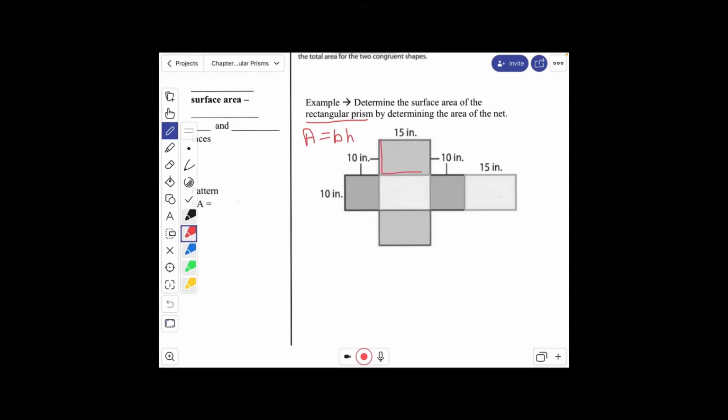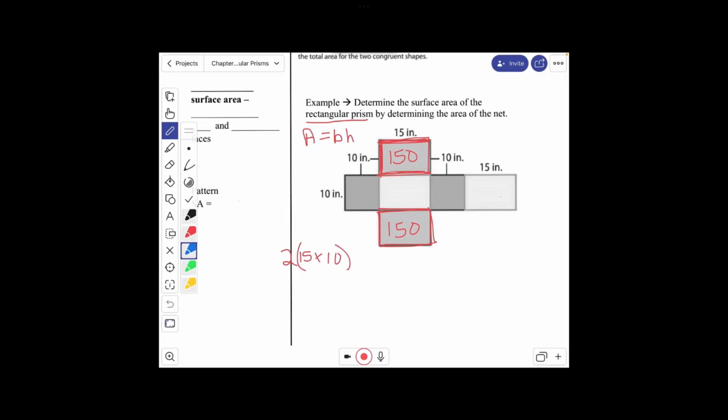So let's do this one right here. That would be like the back of our box. And that's going to be the base is 15 times the height is 10. And the back of the box is the same as the front of the box. They're the same size, so they're the same measurements. So I'm going to multiply times 2. So this one was 150 because 10 times 15 is 150. And this one's also 150.